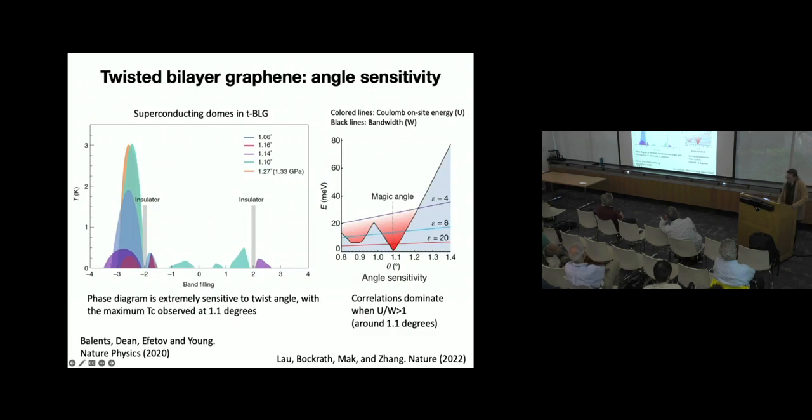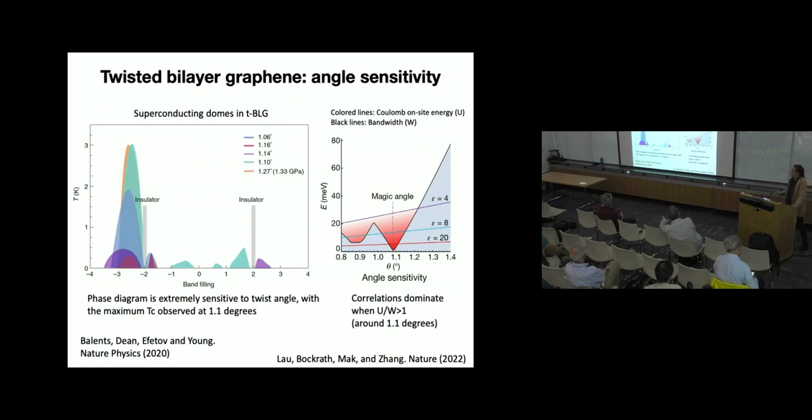So this plot here shows experimental data showing the measured superconducting domes in twisted bilayer graphene at a variety of different twist angles. Each of the different colors refers to data that was collected in a sample with a different twist angle. And the main takeaway message from this data is that the phase diagram is extremely sensitive to twist angle, where you observe this maximum Tc at the magic angle of 1.1 degrees.